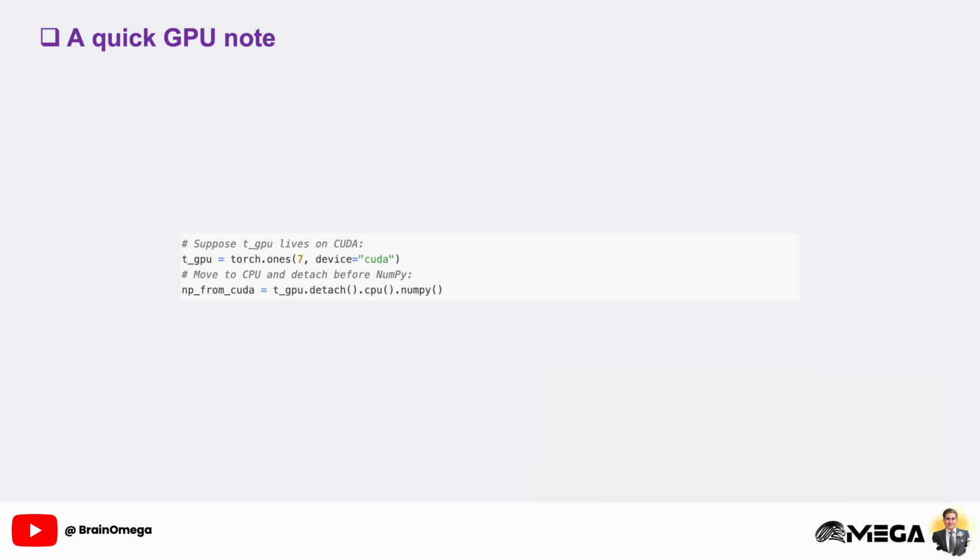If your tensor lives on the GPU, NumPy can't directly access that memory. That's why calling .numpy on a CUDA tensor will raise an error. The correct way is to first detach the tensor from the computation graph, move it back to the CPU, and then convert it into a NumPy array.